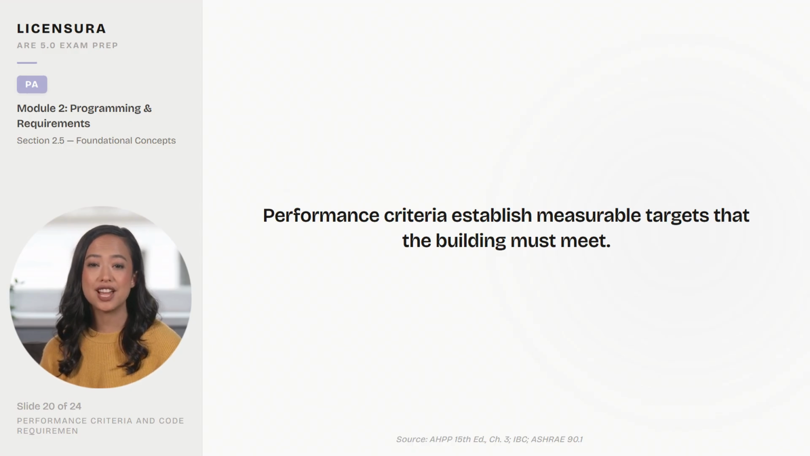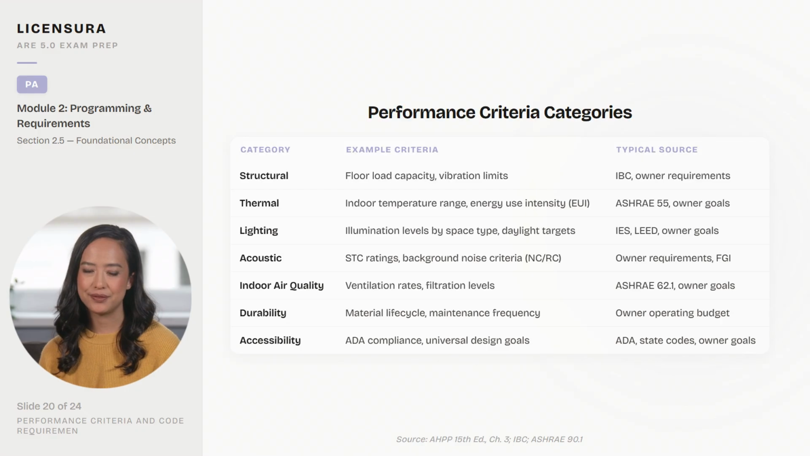Performance criteria establish measurable targets that the building must meet. Some come from the owner, like energy use targets, some from codes, like minimum ventilation rates, and some from industry standards, like FGI guidelines for healthcare. Programming must capture all of them. The performance criteria categories on screen cover 7 dimensions that the program must document.